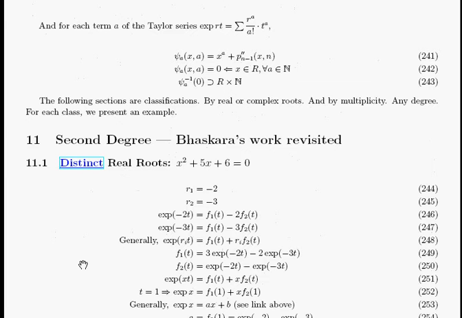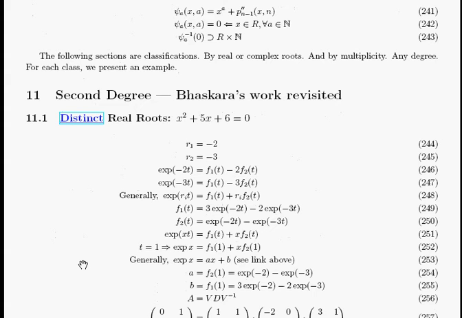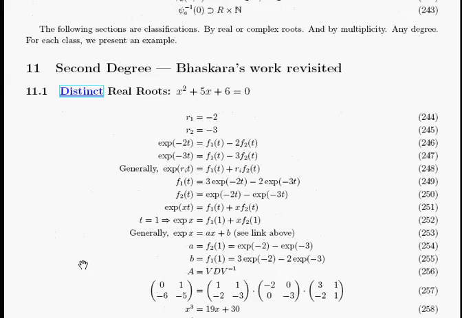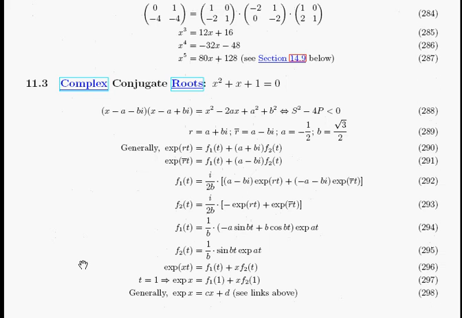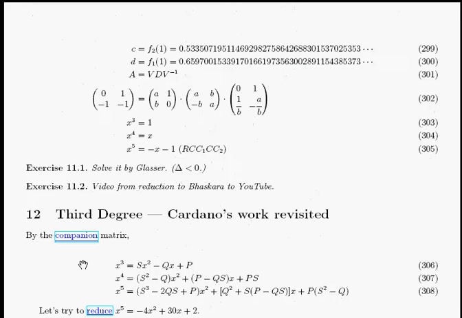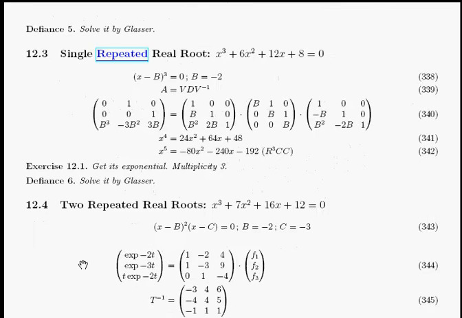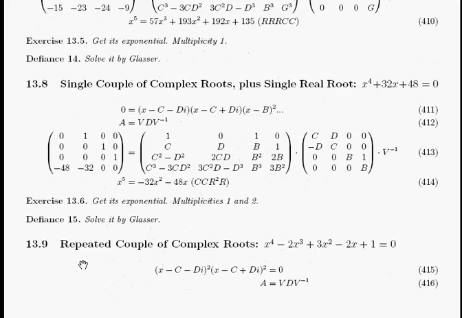Then we have example, the classification for distinct real roots, real coefficients, repeated real roots, real coefficients, complex conjugate roots, real coefficients, and if the roots are not conjugated, the coefficients are complex. It's not our subject. Then the file has degrees 3 and 4 and 5.